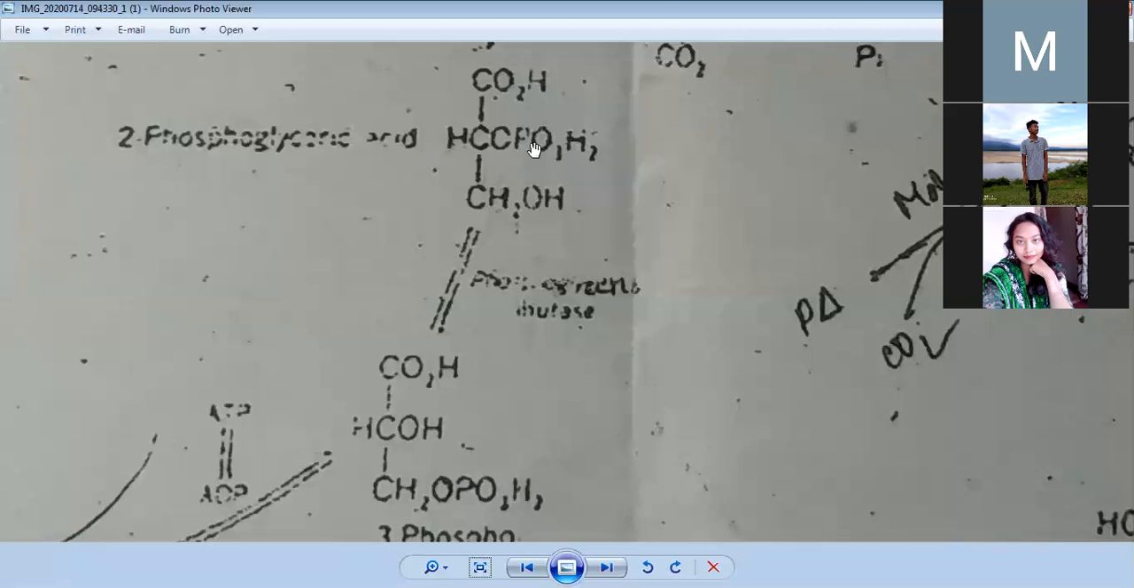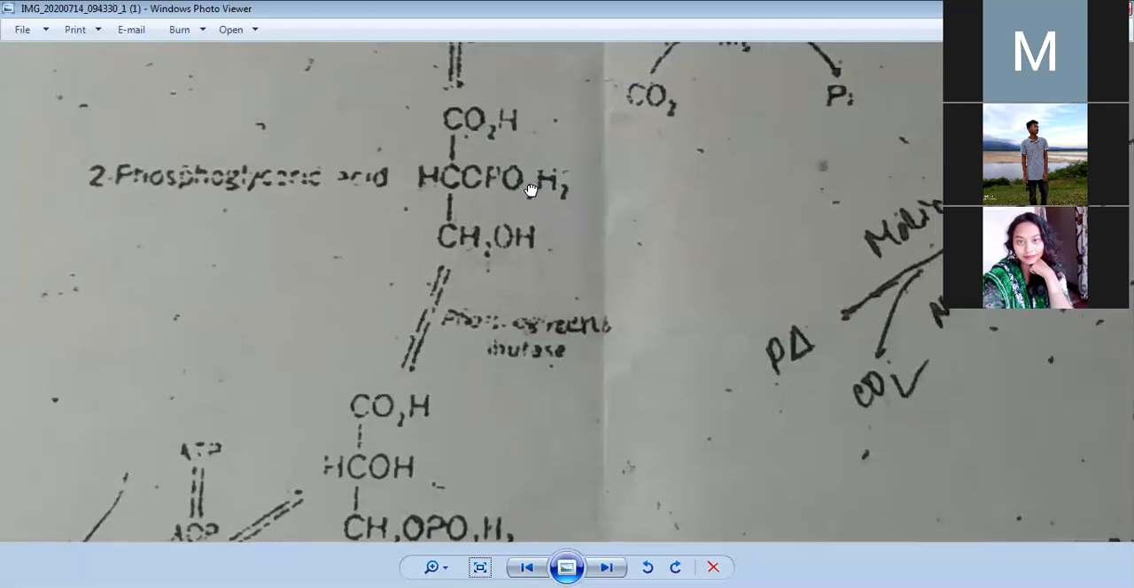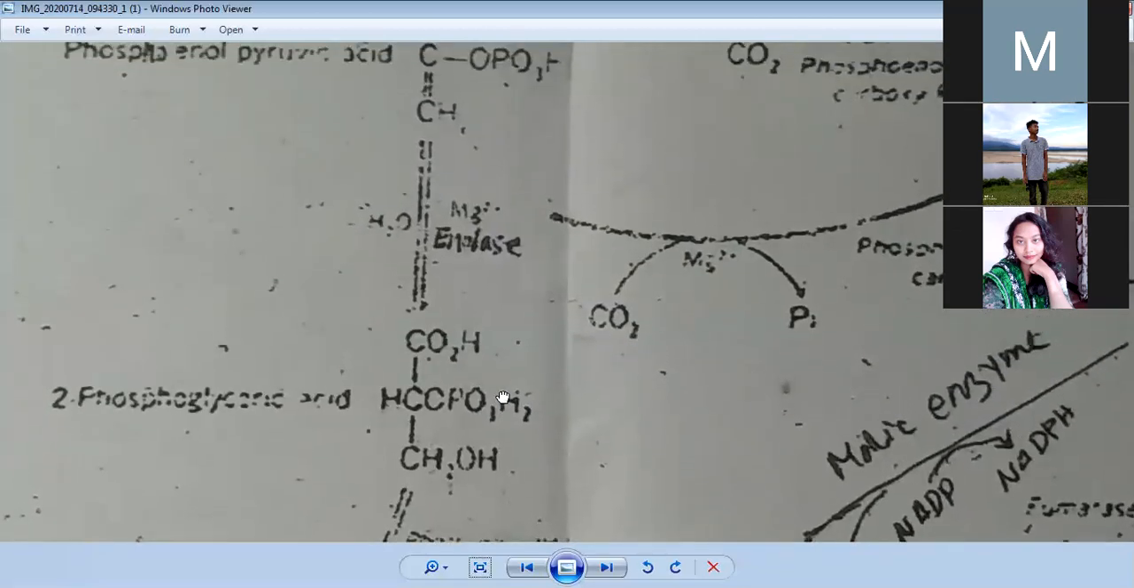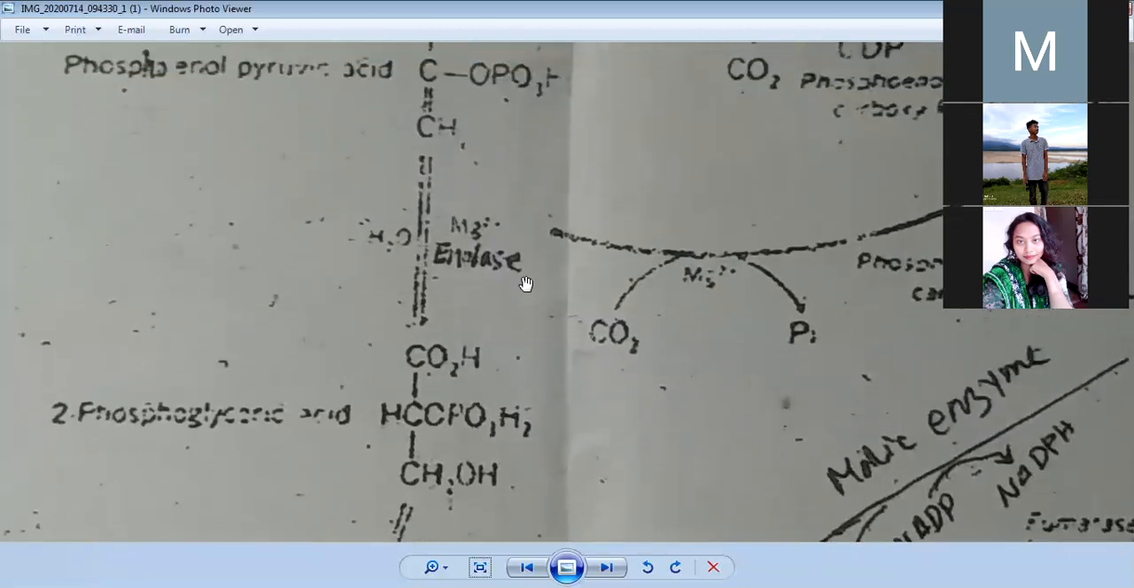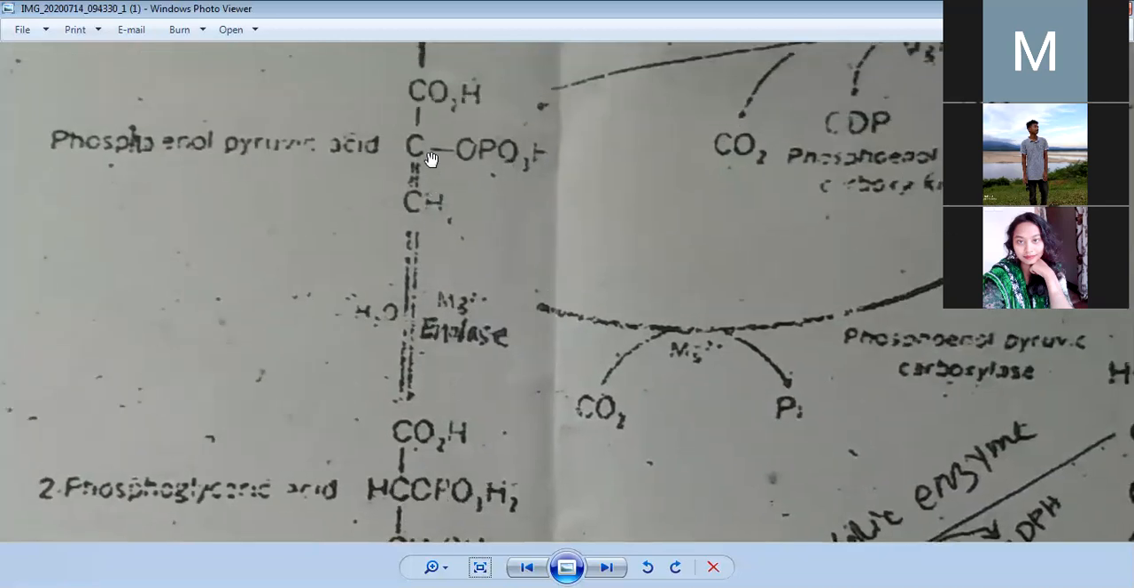This is known as 2-phosphoglyceric acid. And now in 2-phosphoglyceric acid, one molecule of water will go out. So from here OH and H from here, so they will make a double bond. And we said a carbon-carbon double bond is known as ene. And this is why the name of the enzyme will be enolase.